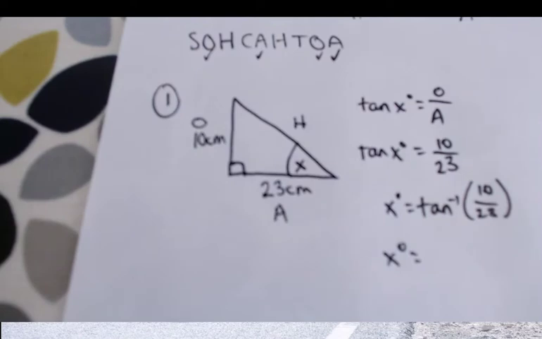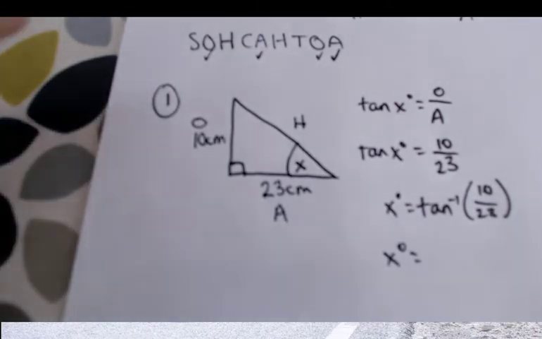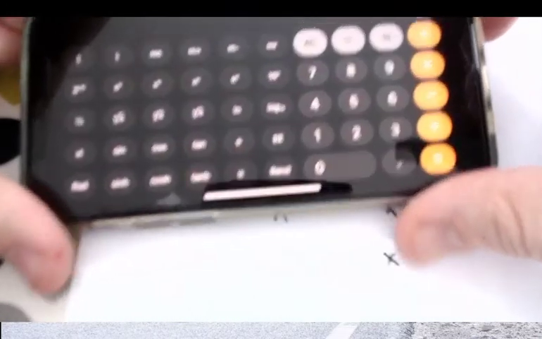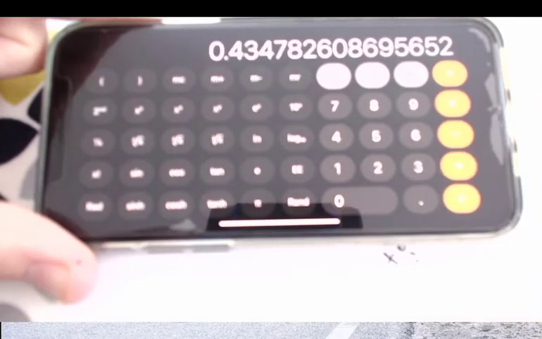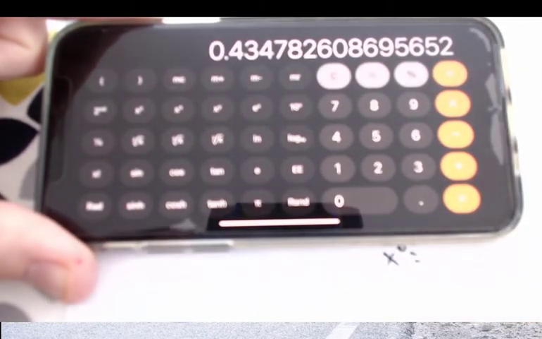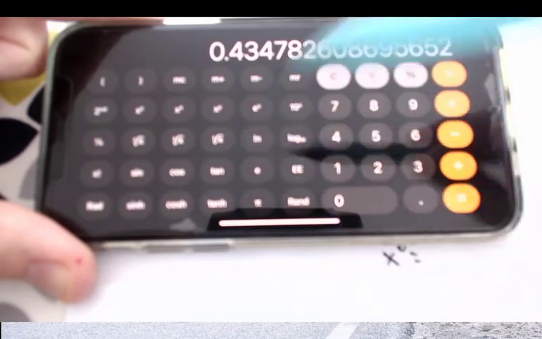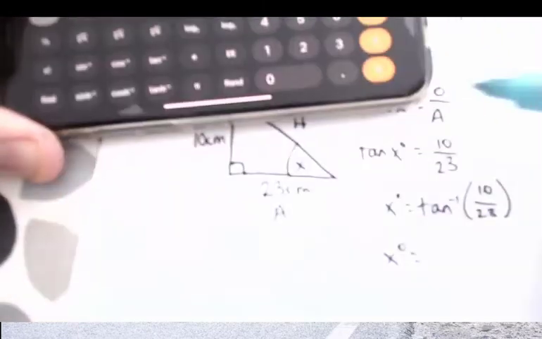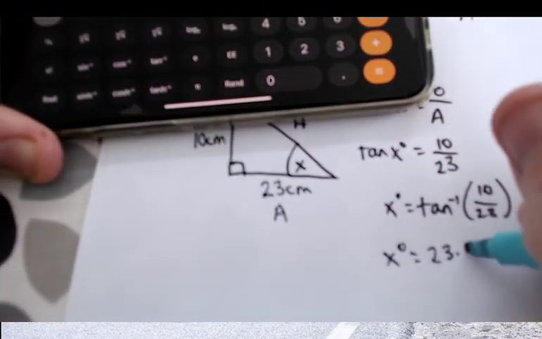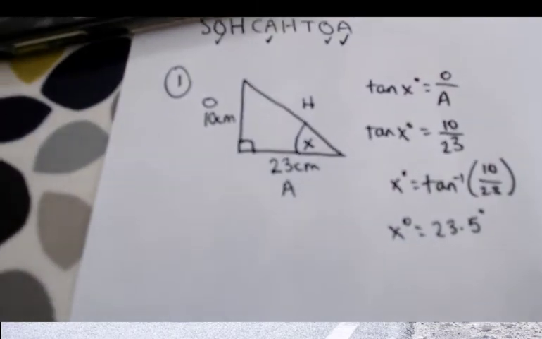Remember, if you've got a scientific calculator you can just type that in as you see it using the second function button. If you are using your phone, okay, so it's going to be 10 divided by 23, and then I want to inverse tan that. So currently the tan button is just normal tan, so I need to hit second function and that will change it, and then I hit tan minus 1, so it's going to be 23.5 rounded to one decimal place. We'll try another one.